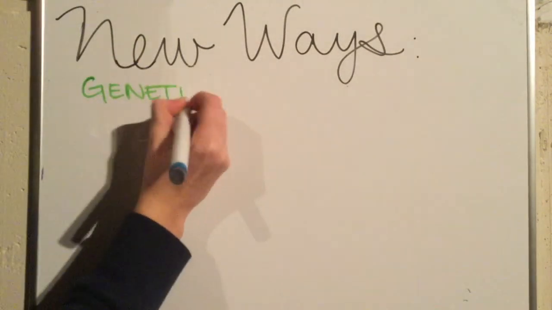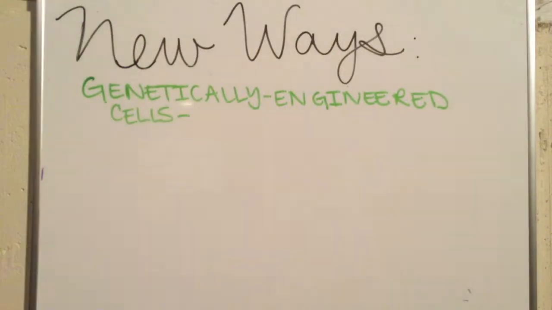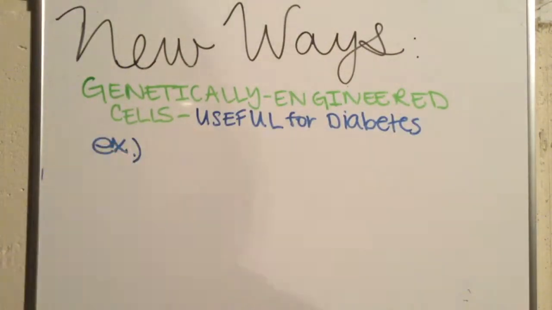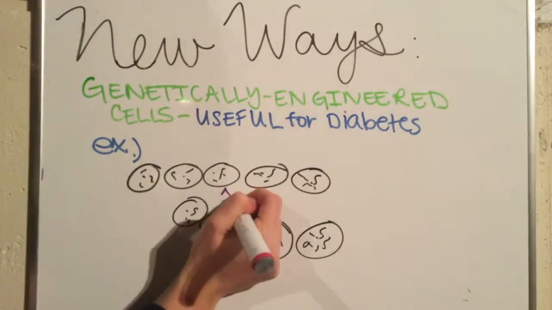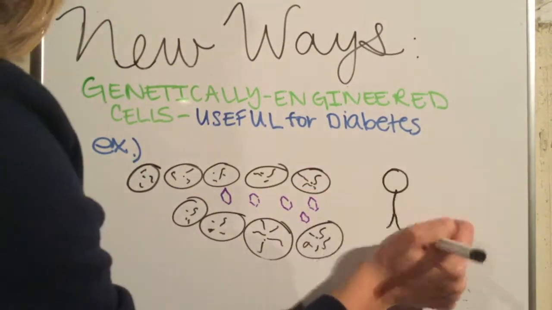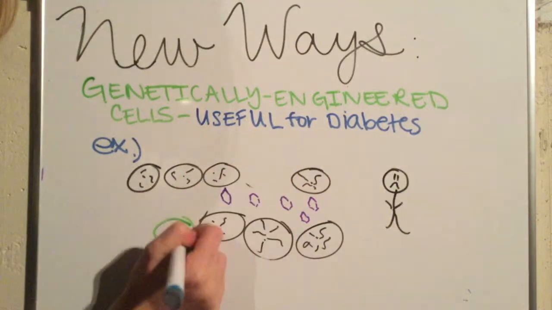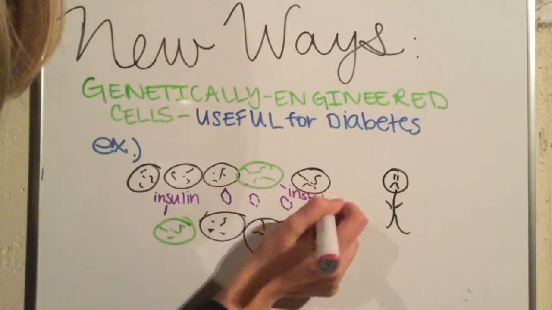The last method I would like to talk about is called genetically engineered cells. This is useful for diabetes because when someone is diabetic, their body cannot produce insulin. The idea of genetically engineered cells would be to inject cells into the body that are capable of producing insulin and then have them create the compound.